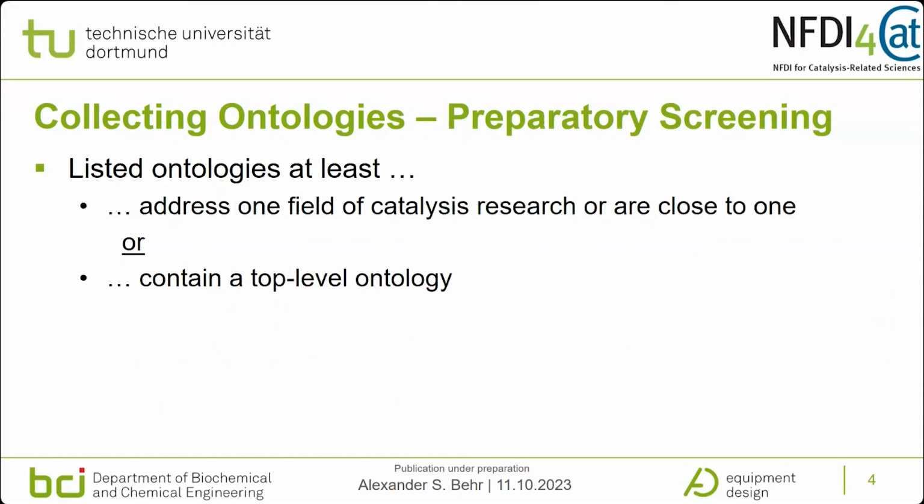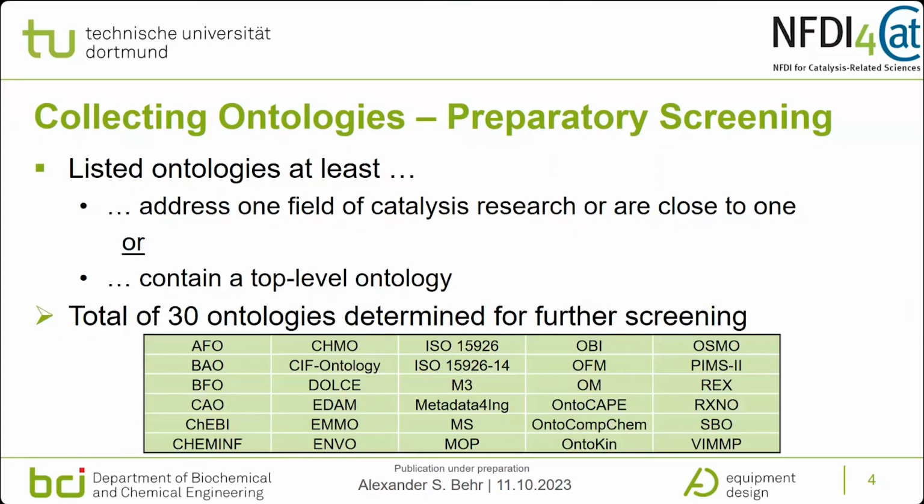Then we started to do a preparatory screening, so to say, for the ontologies. And we listed only ontologies that were at least addressing one field of catalysis research that we defined before, or were at least somehow close to one of those fields of catalysis research, or contained the top-level ontologies. So for example, the BFO would be listed in here, even though it's not really specific to catalysis research. So with these, we arrived at 30 ontologies that we determined to use for further screening. What we did, I will come to in a second. So you can see here the 30 ontologies we took a closer look at.